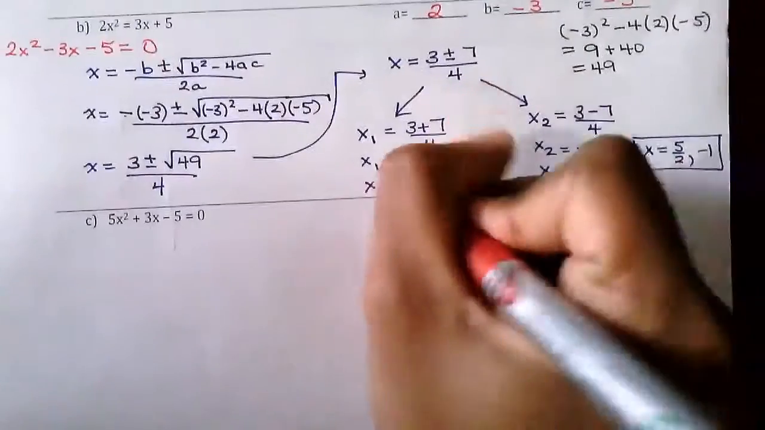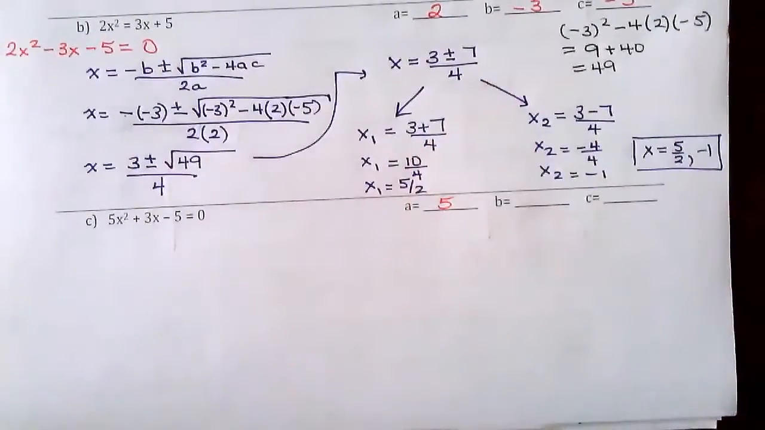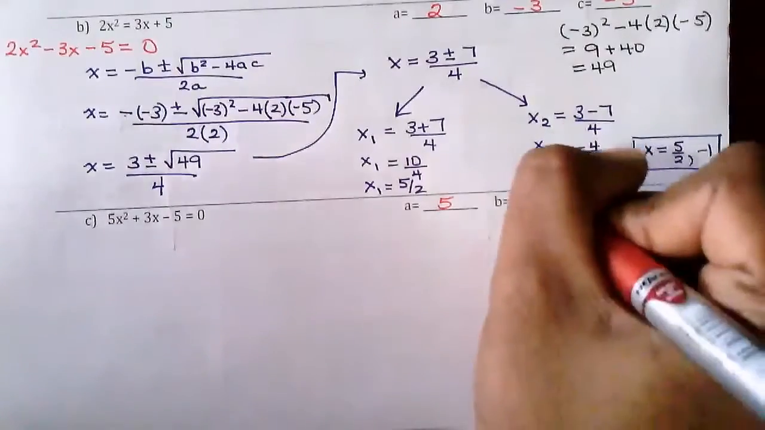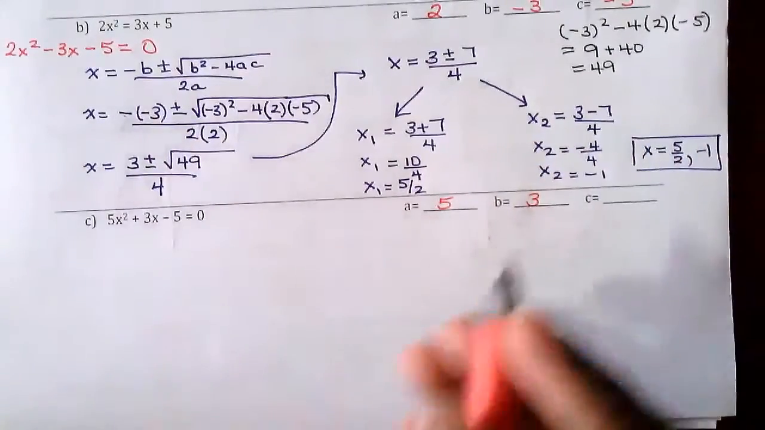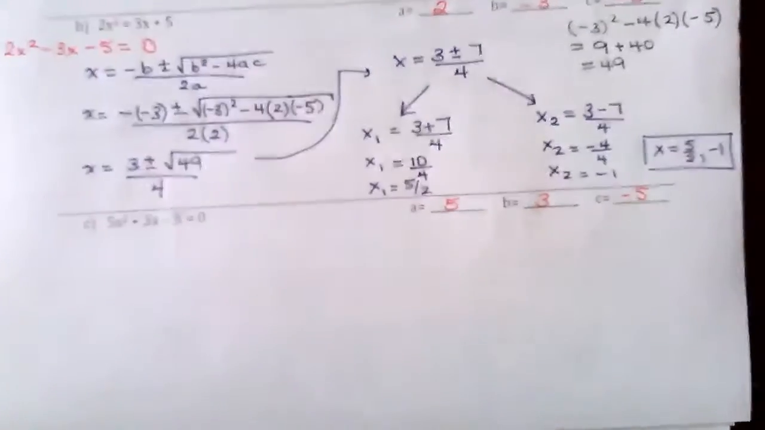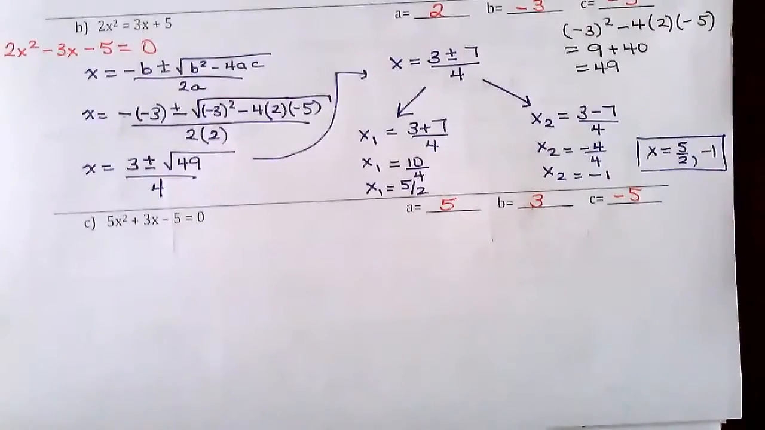So the A value here, or not choose, but determine. The A value here is a 5, the B value here is a 3, and the C value here is a negative 5. I see that it's kind of blurry. Let me just try to see if I can get it a bit sharper. So that's a bit better. Okay, so 5, 3, and negative 5.